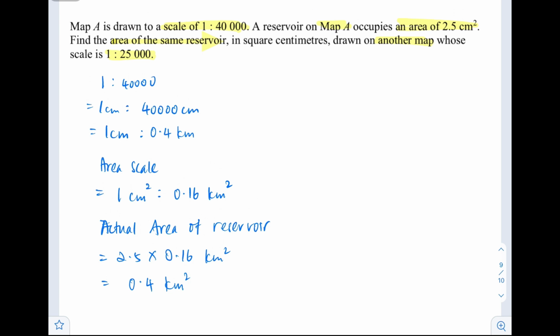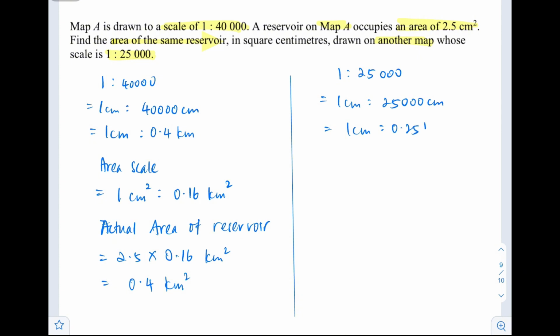Okay, so now that I found the actual area of the reservoir, I need to think how I can find the area of the reservoir on the second map. So I will first need to look at the scale of the second map. It is 1:25,000, meaning 1 cm represents 25,000 cm. So that means that 1 cm actually represents 0.25 km.